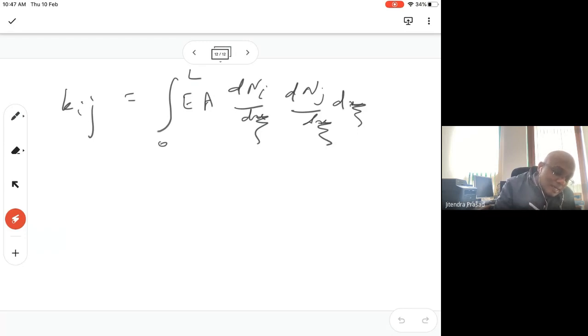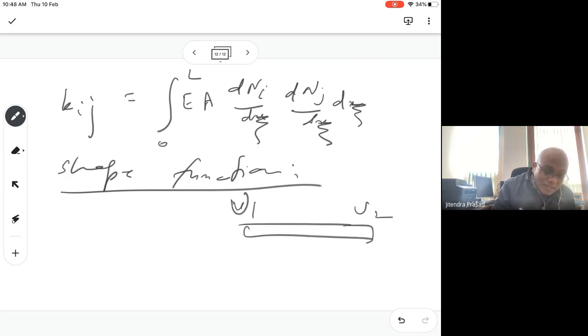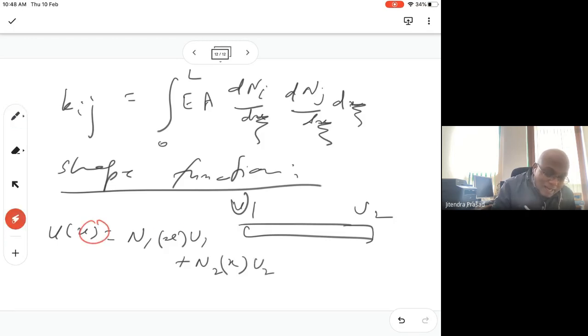Now we will look at the shape functions, which have some property. And what property do we have? We will see that if you have this element like this one, you have u1 and u2, let us say. Within that, u(x) equal to N1(x) u1 plus N2(x) u2, or you can take xi as well, doesn't matter, but we are looking at the property. So this done, we are done with this.